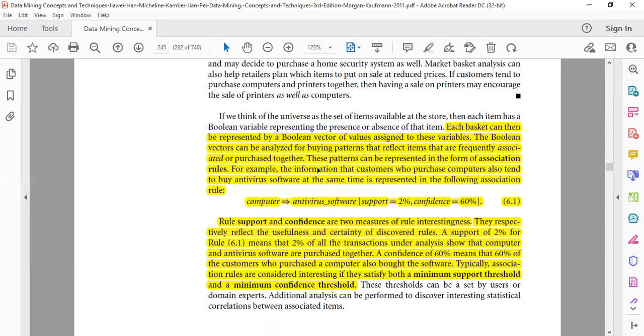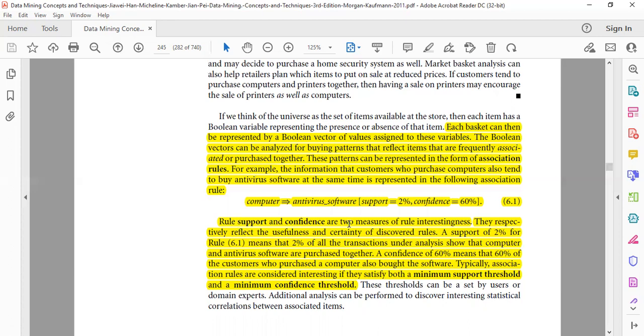This is an example of an association rule. It says that whenever a buyer buys a computer, he also buys antivirus software. So this is what is called an association rule. An association rule is a kind of representation where we can represent different items which are bought together. Now along with these two items, we also see support and confidence. So what are these support and confidence?